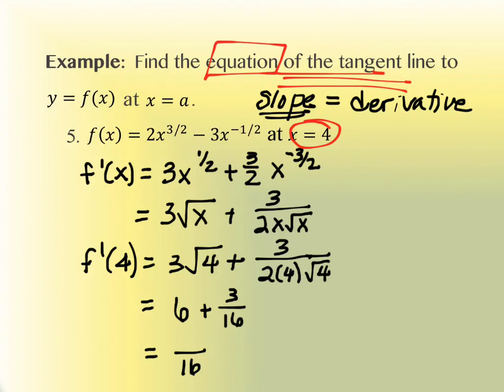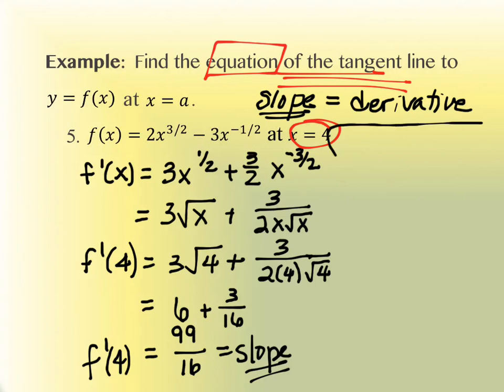96 plus the 3? 99. So the slope is what we just found. This right here, f prime of 4, this is the slope of my tangent line. But you have to be careful, right? You're not done, because they didn't ask you to find the slope of the tangent line. They asked you to find the equation of the tangent line.